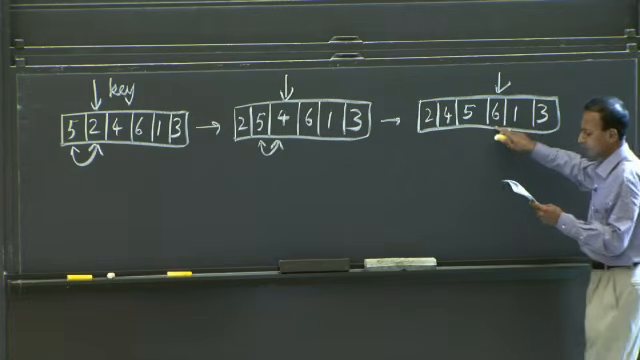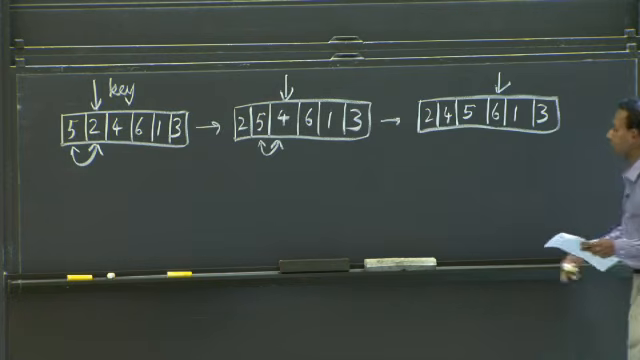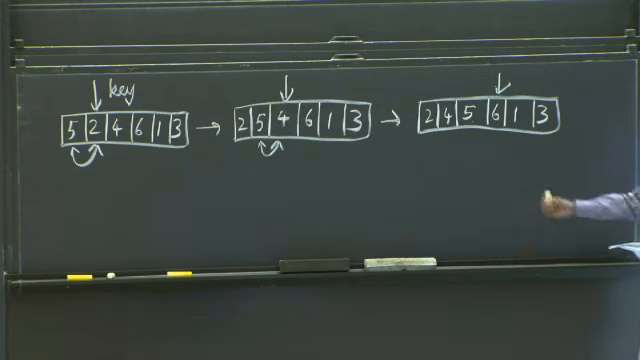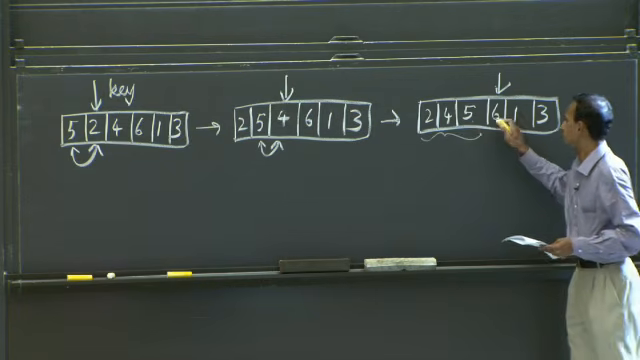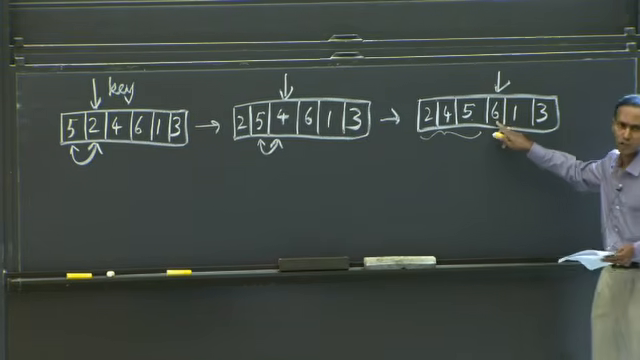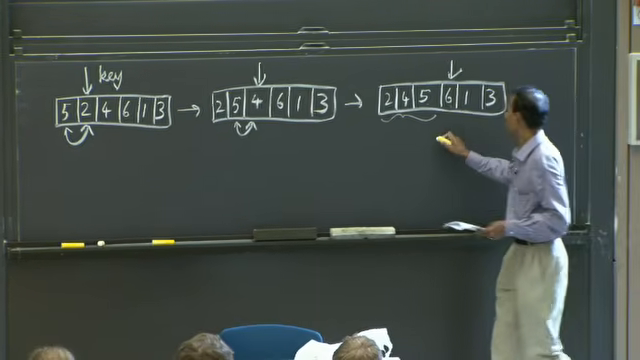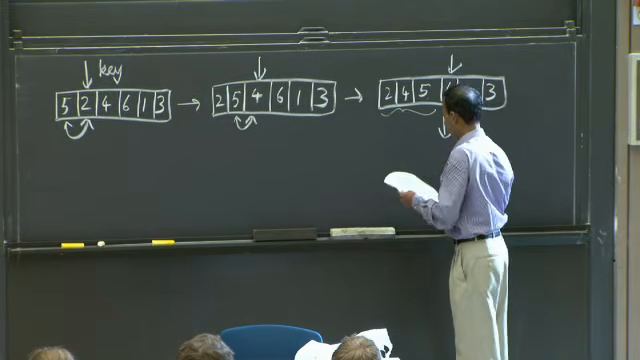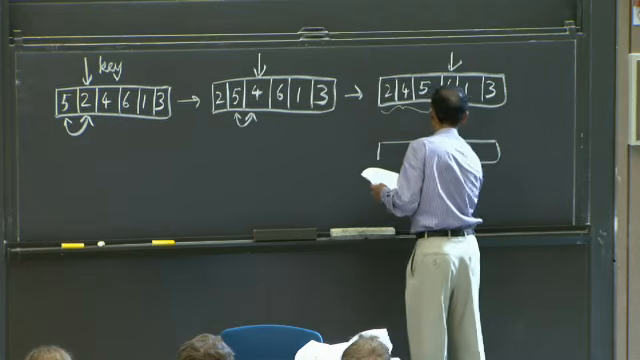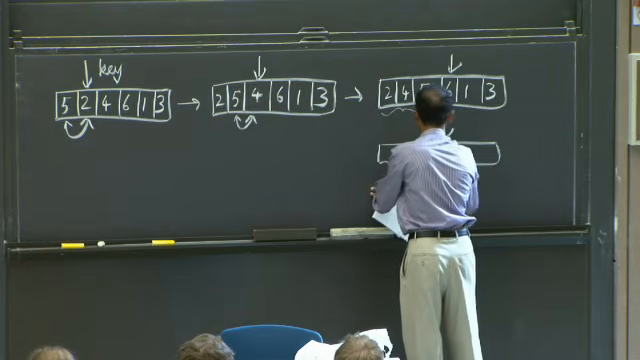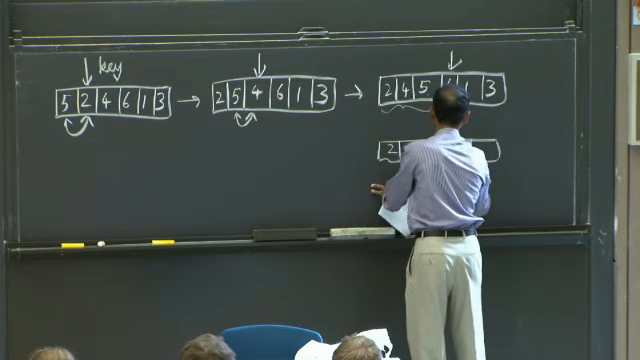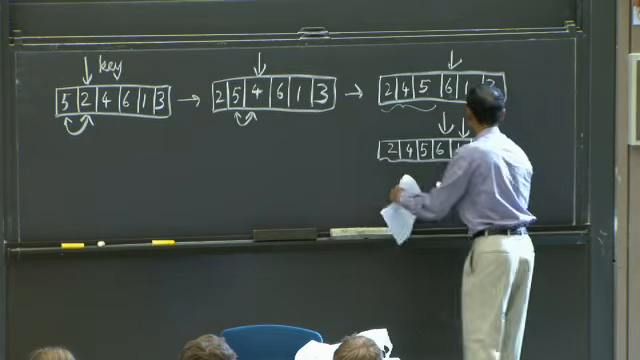Now at this point, things are kind of easy, in the sense that you look at it and you say, well, I know that this part is already sorted. 6 is greater than 5, so you have to do nothing. There are no swaps in this step. All that happens here is you move the key one step to the right. So you have 2, 4, 5, 6, 1, 3, and your key is now at 1.